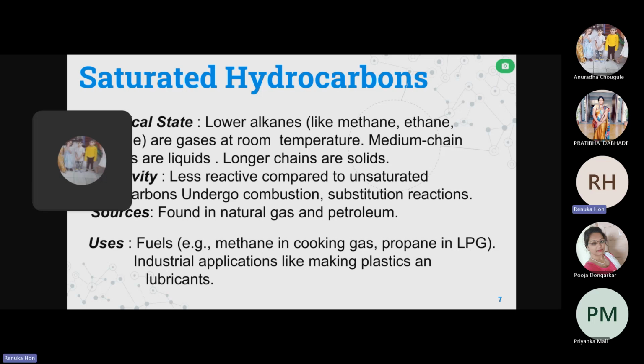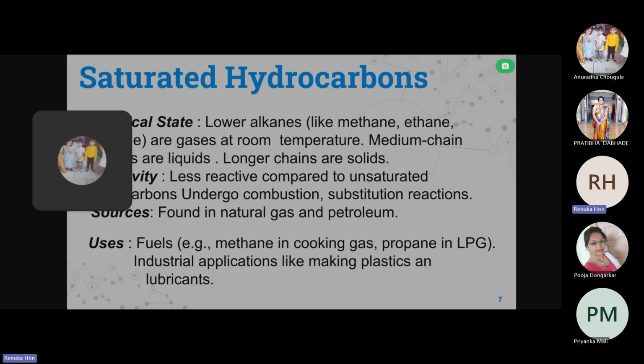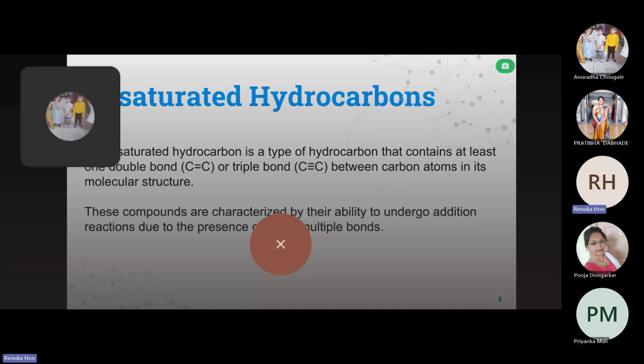Propane is a saturated hydrocarbon, and methane is also used as a cooking gas. I don't remember the exact example, but methane is also used as a cooking gas. Then industrial applications also, like making plastics and lubricants, we can use saturated hydrocarbons. So these are the uses of saturated hydrocarbons. Then unsaturated hydrocarbons.